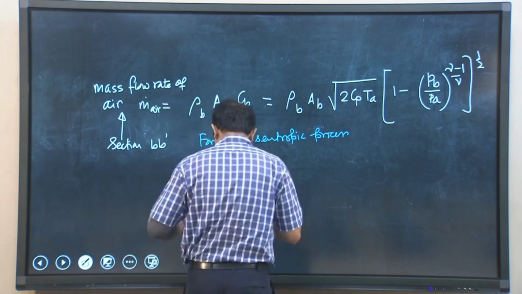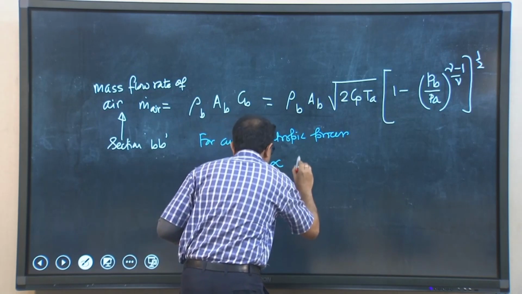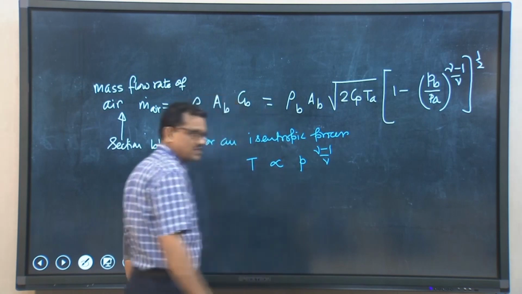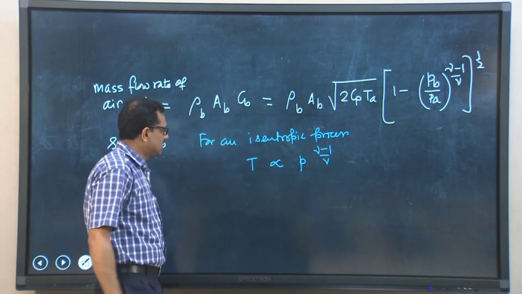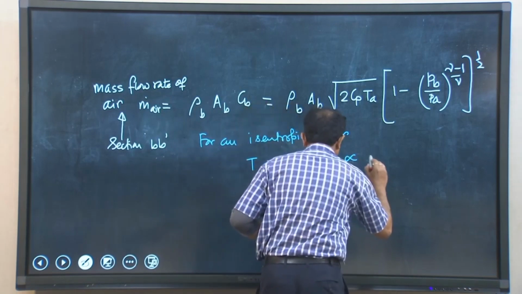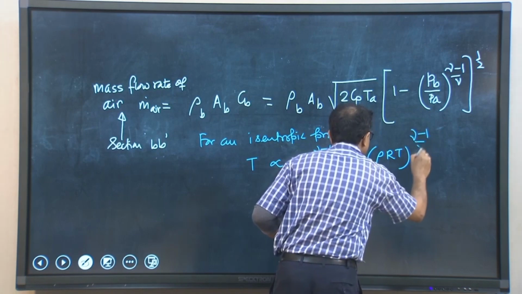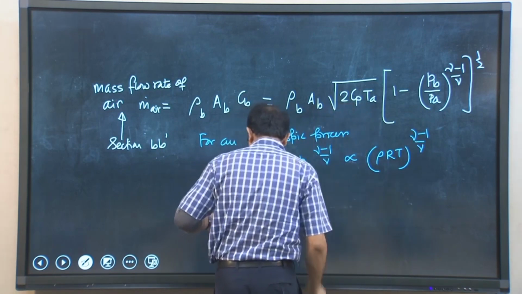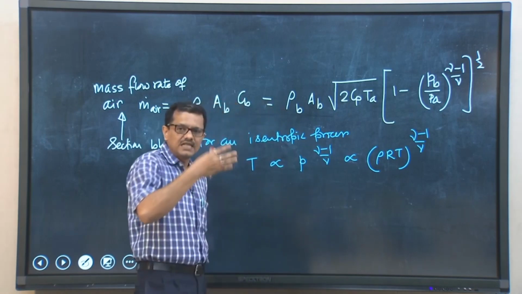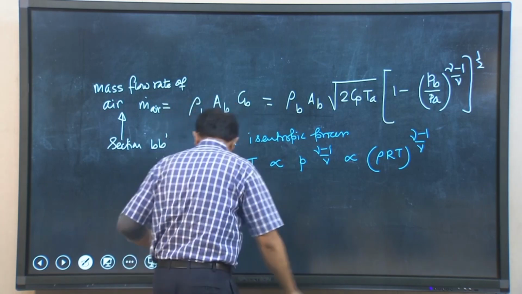So, for an isentropic process we can write T is proportional to P power (gamma minus 1) upon gamma, that we can write from the previous expression, because we had written Tb by T is equal to Pb by Pa. Now, what is P? That is rho RT. So, that is proportional to (rho RT) power (gamma minus 1) upon gamma. Our objective should be to write rho in terms of T, because if we can write in terms of Tb by Ta, then we can relate in terms of Pb by Pa.